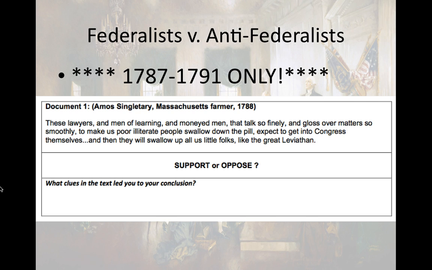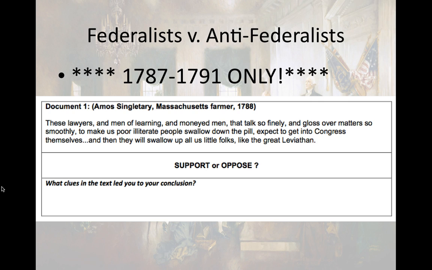Okay, so you're going to do a document activity that looks like this, and remember, these two names apply only to 1787 to 1791 and the ratification process, not after. Say after me, not after. Okay, good job. So here's what you're going to do. I'm going to go ahead and do this one with you. So I'm going to ask you to pause the video now and go to Schoology and open up the document called Federalists versus Anti-Federalists. So go ahead and pause me.